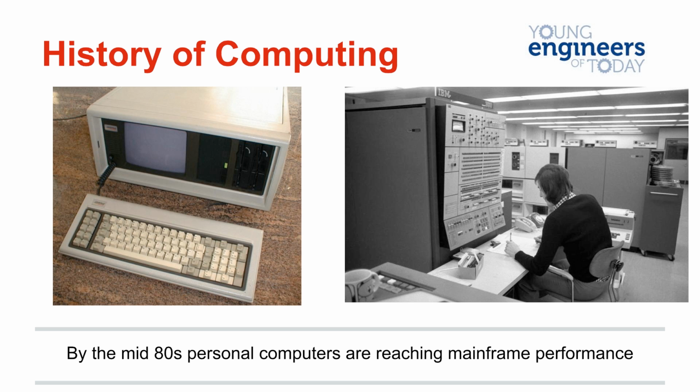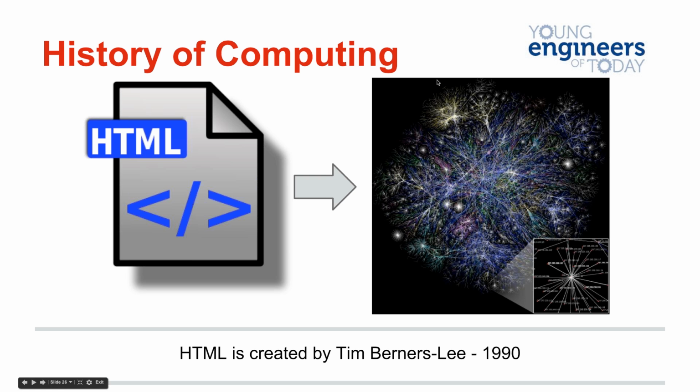Such as a Compaq 386 is the first to introduce 32-bit architecture, which gives mainframe performance. So that's off here to the left, and then you have this giant IBM mainframe.